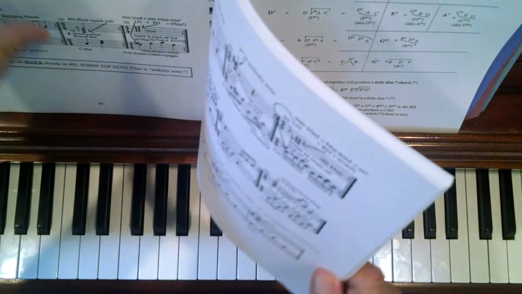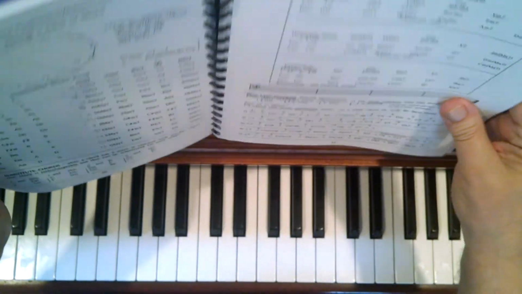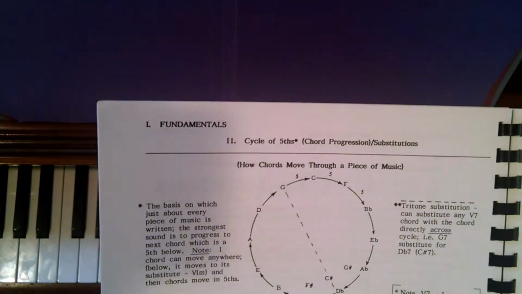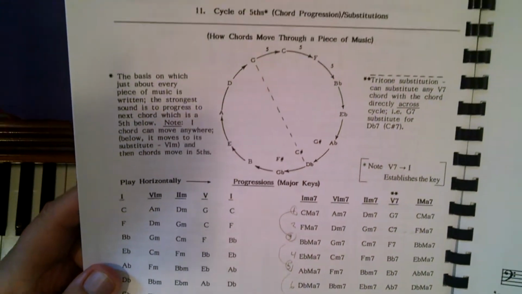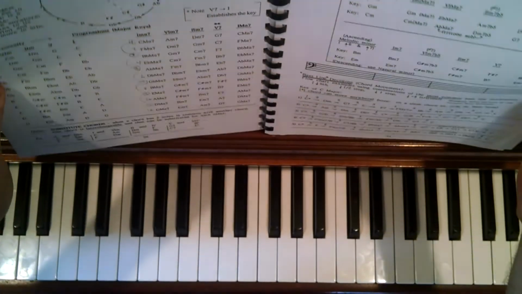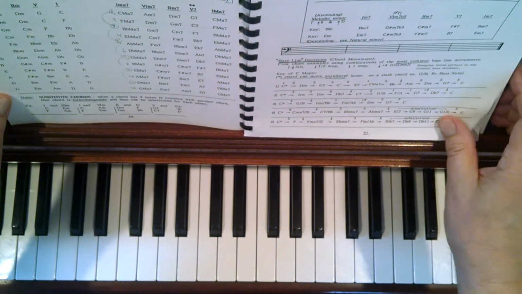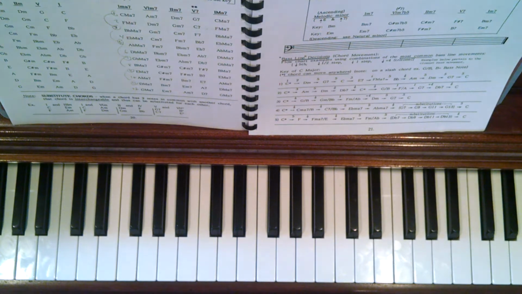And so if you look on page 20, there's the cycle and every key written down, which we'll go through. Not every key, but we're going to go through the principle behind it. So the tritone substitution, you can substitute any 7th chord across the cycle because they share the same tritone.